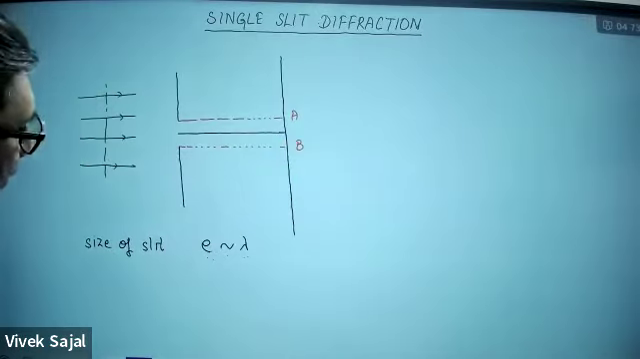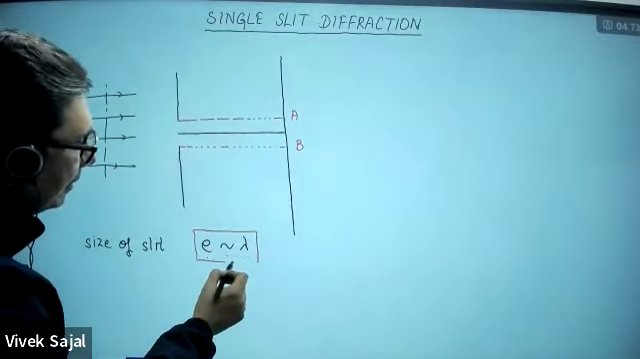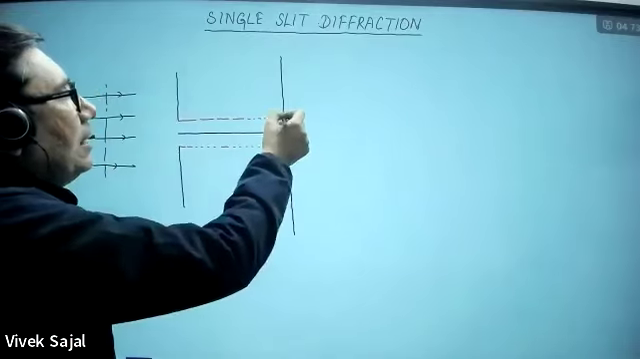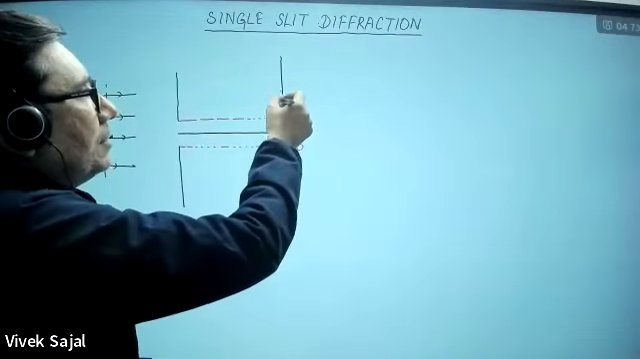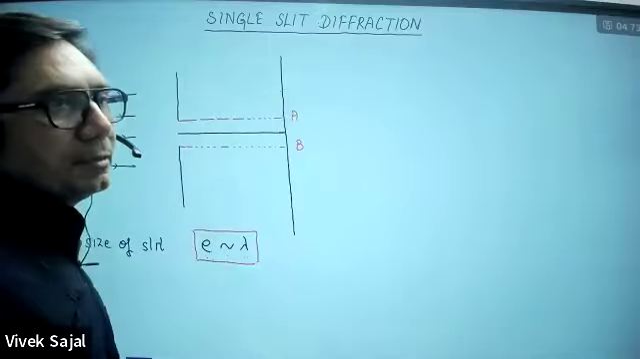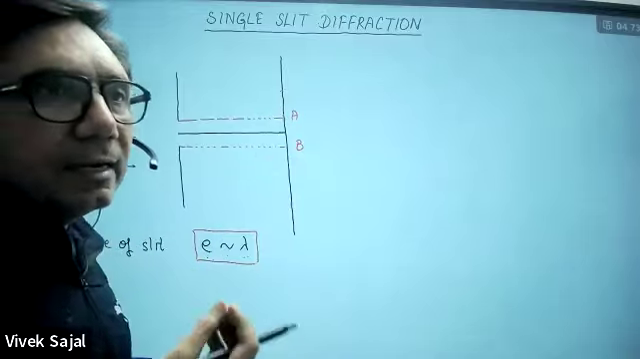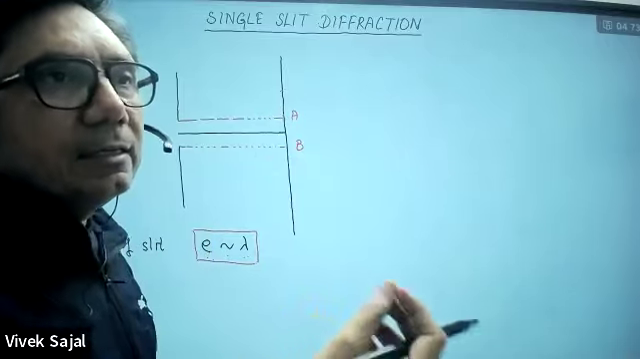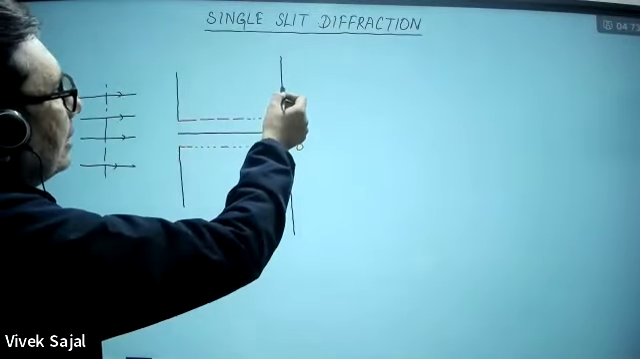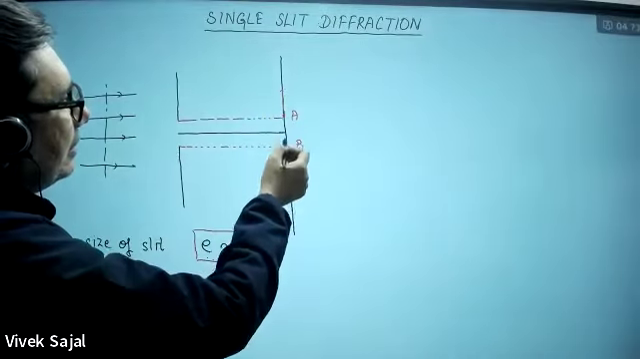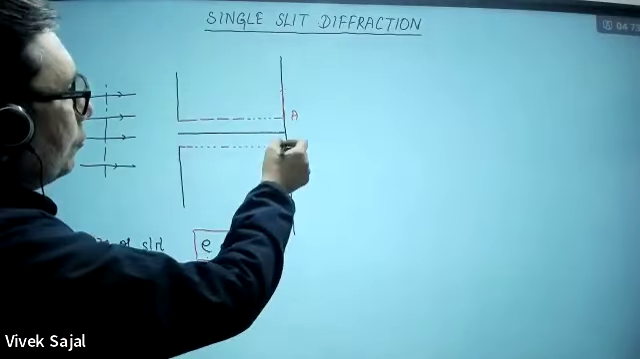But what you are going to find out, if the size of the slit E is of the order of lambda, is that light will enter into this region in which light should not enter. This should be the dark region if we are assuming that light is traveling in rectilinear motion. In this region and in this region you should have dark, and here it should be bright.